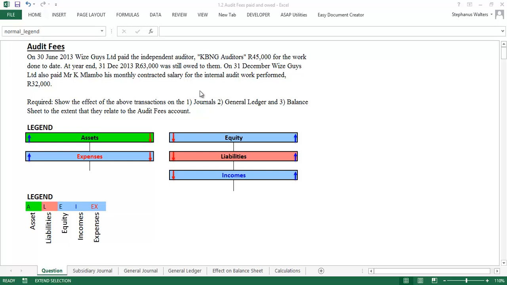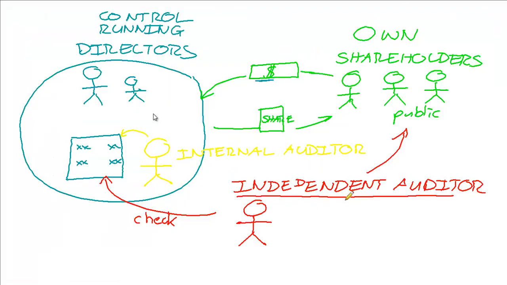So if we look at this last sentence, the money paid to Mr. K. Mlambo is for internal audit work done. So that has got nothing to do with audit fees, which is the amount that is paid to the external auditor. If we go back to our picture here, the audit fees is what is being paid to the external auditor. So at this stage, we are not concerned about the monies that is being paid here to our internal auditor. Good, so we're only going to record the audit fees.